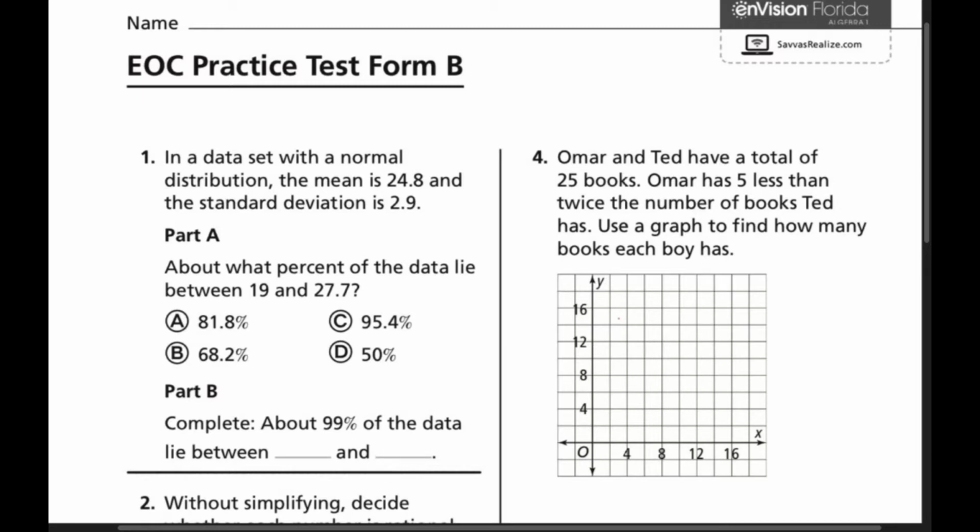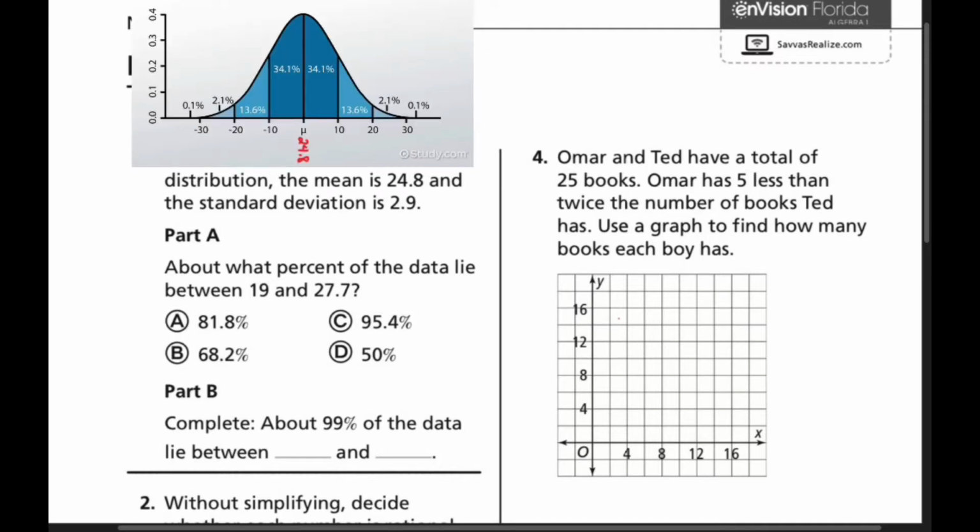All right, let's begin. So number one, in a data set with a normal distribution, the mean is 24.8 and the standard deviation is 2.9. So just like on practice form A, we're gonna make our bell curve, putting the mean in the center. And then I'm gonna count up by 2.9 going to the right and down by 2.9 going to the left. Go ahead and hit pause if you need to throughout this entire video so that you have time to copy down the notes.